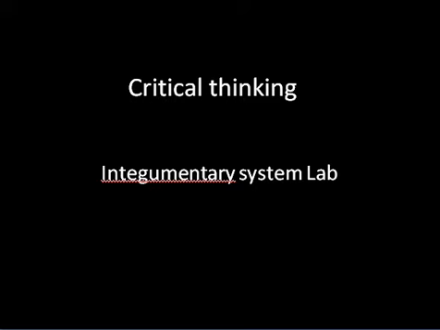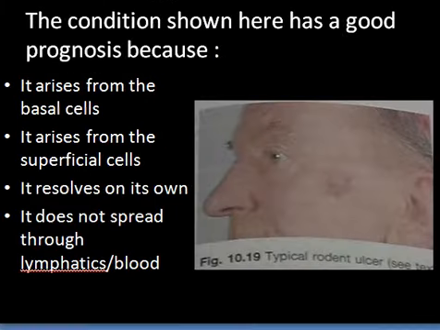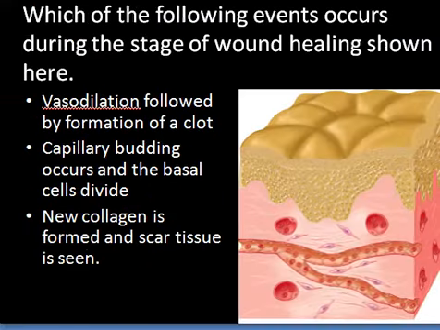This is critical thinking on the integumentary system lab. So let's look at the questions, where here you have an image and you are asked to identify the incorrect statement with respect to this structure, which has been shown by the arrow. Here we have a skin condition, which is from your links in your lecture notes on the various skin conditions. So this has something to do with that. And then this question is to do with wound healing.